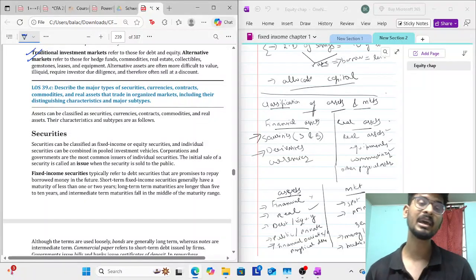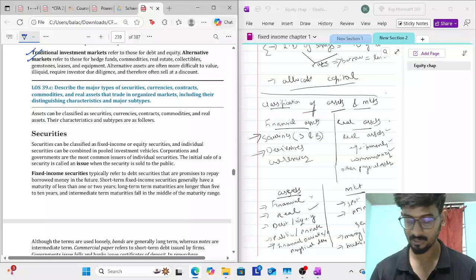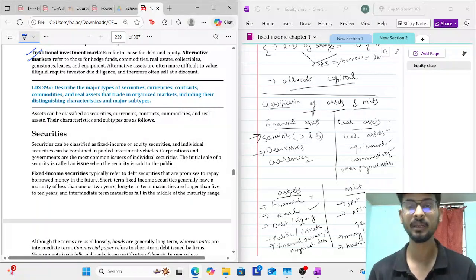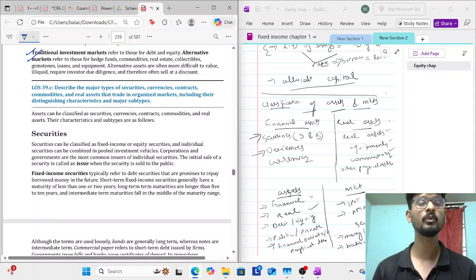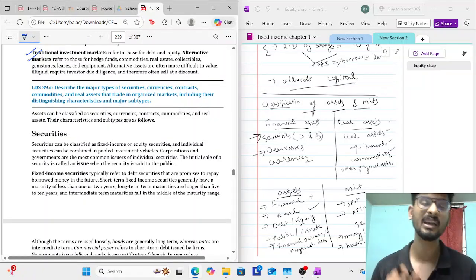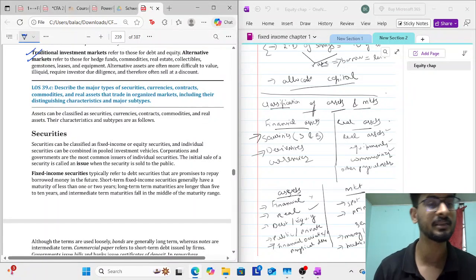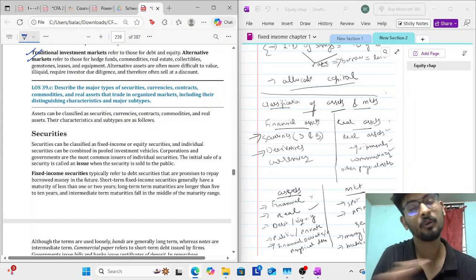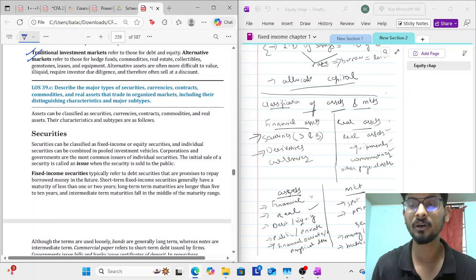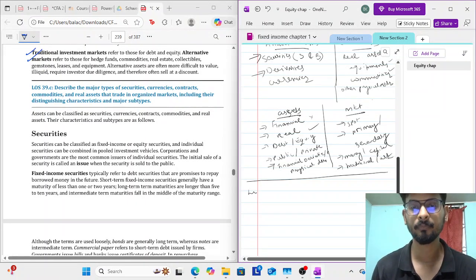Now major types of securities. We learned on classification of assets and markets. We learned on three functions of the financial system. Now we are moving to describe the major types of securities, currencies, contracts, commodity, real estate that can trade in organized markets, including the distinguishing characteristics and major subtypes. Now we are moving to types of the instruments. So now let's move to LOS 3.